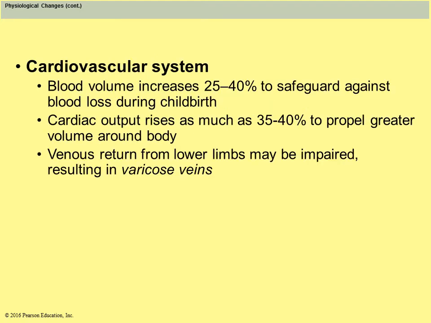Cardiovascular system, the blood volume increases. Why is this? Because it's more or less in preparation for childbirth, since there is going to be blood loss that will occur. So if you increase the volume and then you lose some during childbirth, you're back to what the normal volume should be. There may be issues with developing varicose veins in pregnancy because there may be less efficiency in returning the blood from the lower limbs back up to the heart.